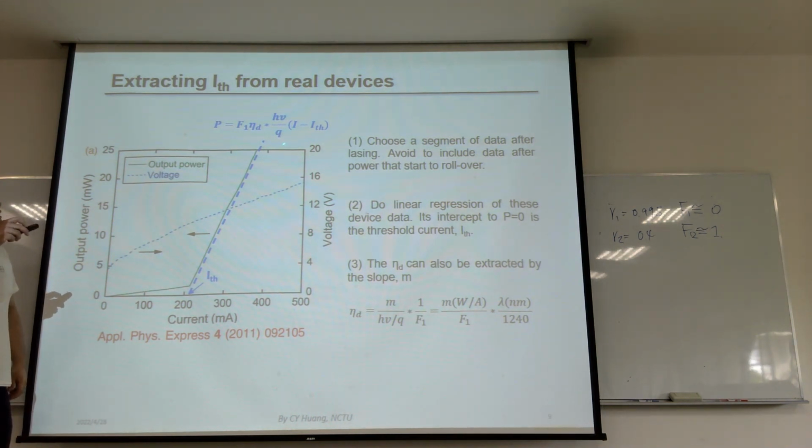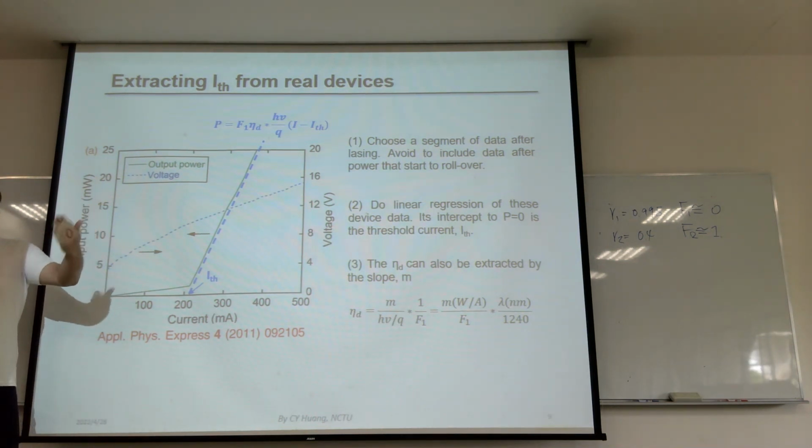So this value can be evaluated by the emission wavelength. F1, how much is F1? You need to read carefully to know the reflectivity of both sides. Then you can extract the eta d. Differential efficiency can also be calculated. So that will be something like here.